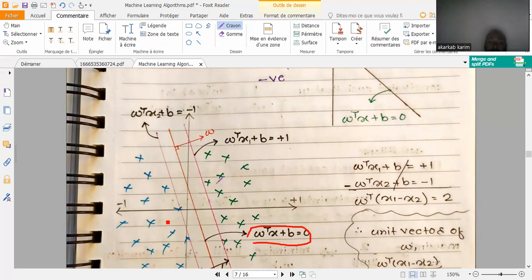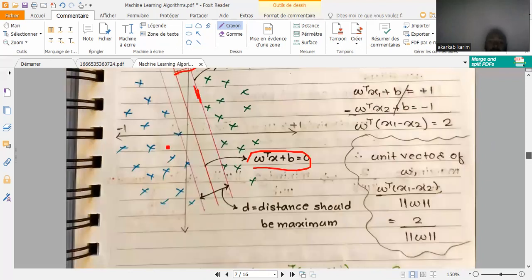And for the positive side, because we have this direction, all these points are positive, so W transpose x1 plus b equals plus 1. This is the equation for this margin point. And for the negative points, we have W transpose x2 plus b equals minus 1.